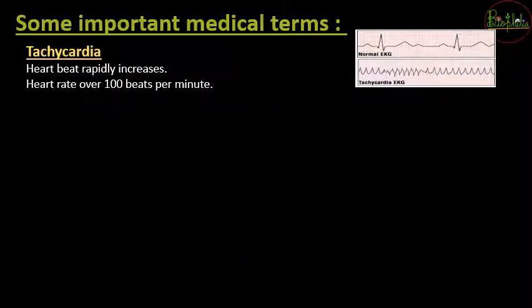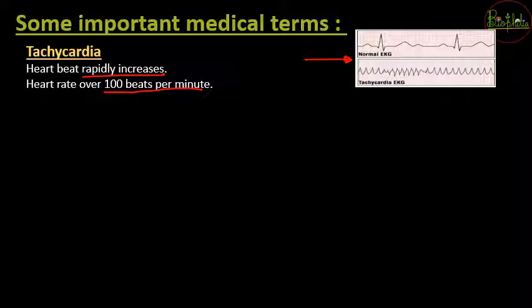Now let's see some important medical terms that you should know while learning this particular chapter. So first term आता है, that is tachycardia. Tachycardia is referred to when the heartbeat rapidly increases. When the heartbeat increases, that is above 100 beats per minute, in that case your ECG reports can be a bit different.